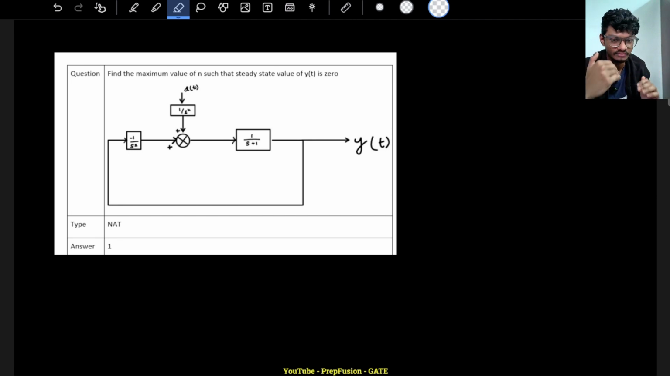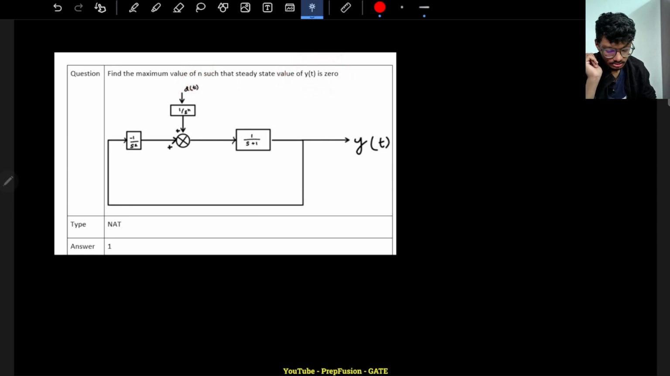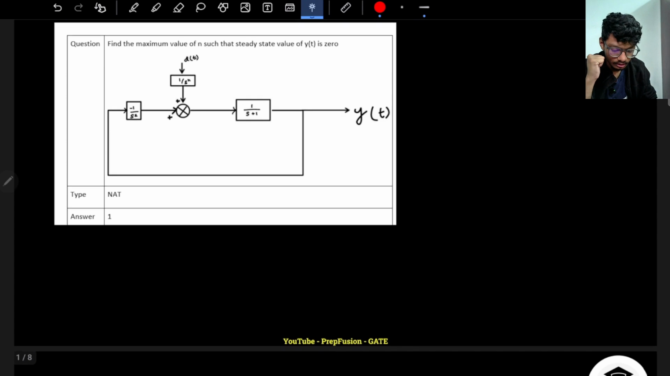Okay, so we will solve this question. This question was the first question. This is a very good question. They have asked us to find the maximum value of n such that the steady state value of y of t is 0. Okay, so how do you find out the steady state value of y of t? By using the final value theorem.